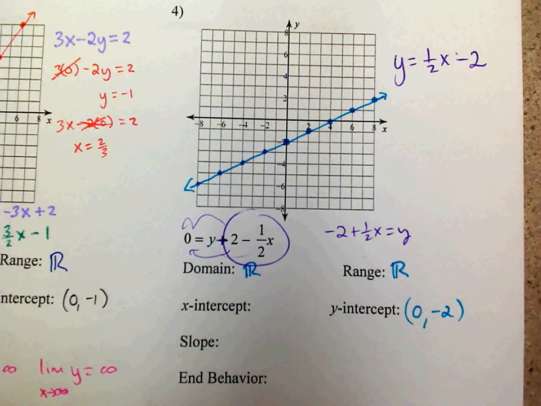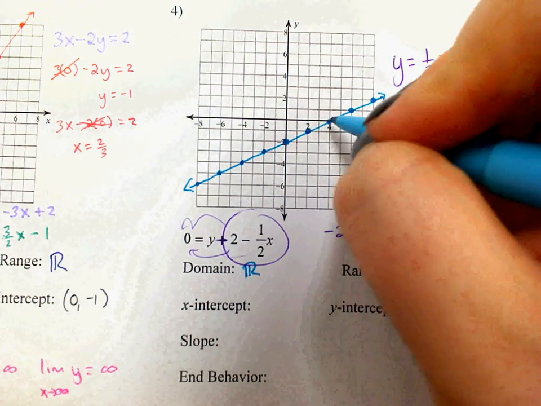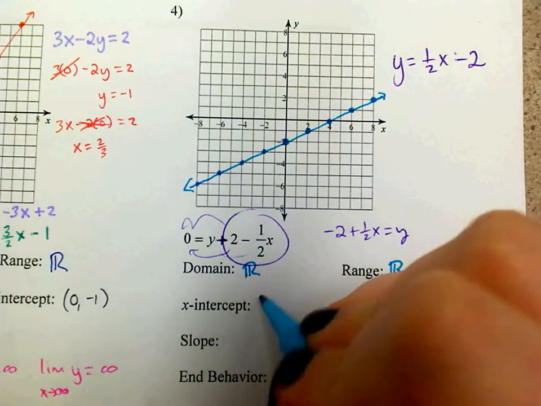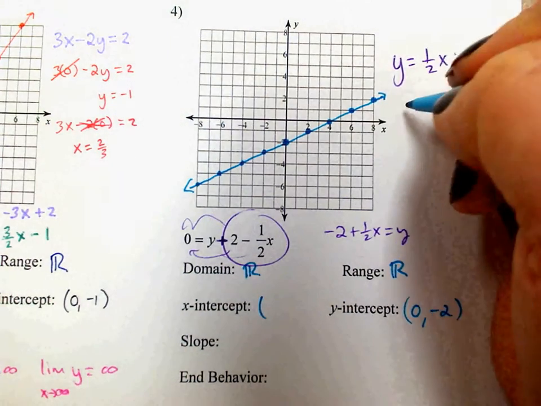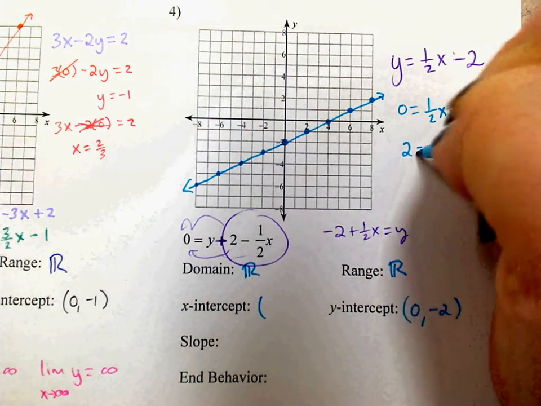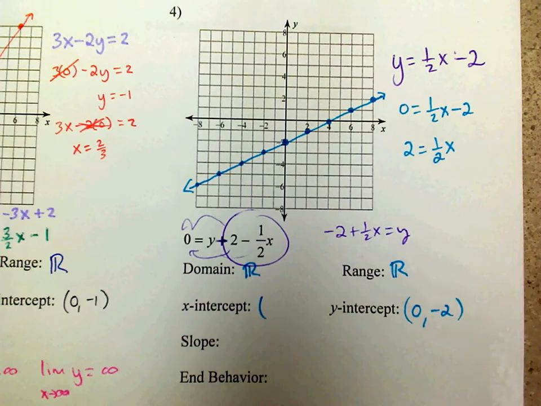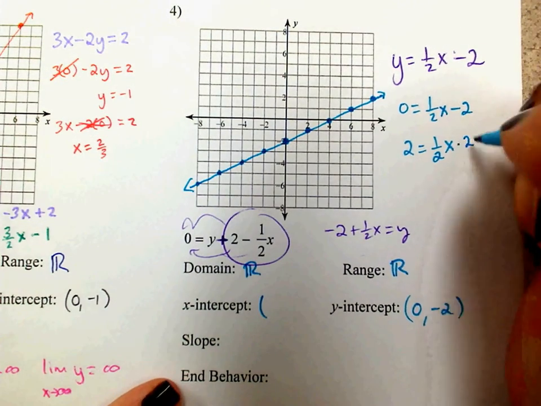Okay. So x-intercept is where it crosses the x-axis, and we already saw that it crossed at +4. The other option for finding that out, though, is y equals 0. Add the 2 over. The opposite of multiplying by 1/2 is to multiply by 2. So if I multiply both sides by 2, or dividing by 2, however you want to think of it, x equals 4.